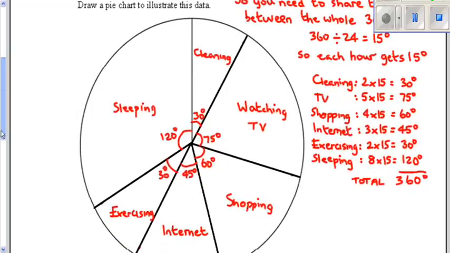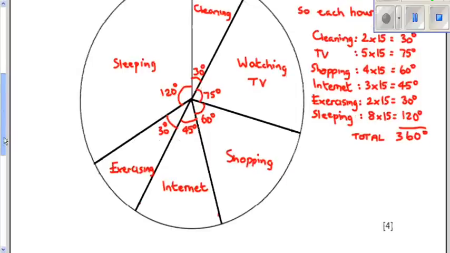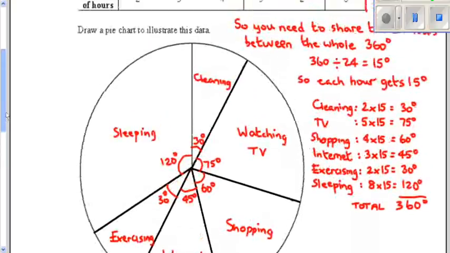Then obviously you need a protractor. Please make sure you get your own protractor so that you're sure of having one in the exam. And when you draw each of your angles, 30, 75, 60 and so on, then don't forget your labels. And when you label that all up, and if the angles are drawn accurately, you'll get full marks, which is 4 marks for doing your pie chart question.